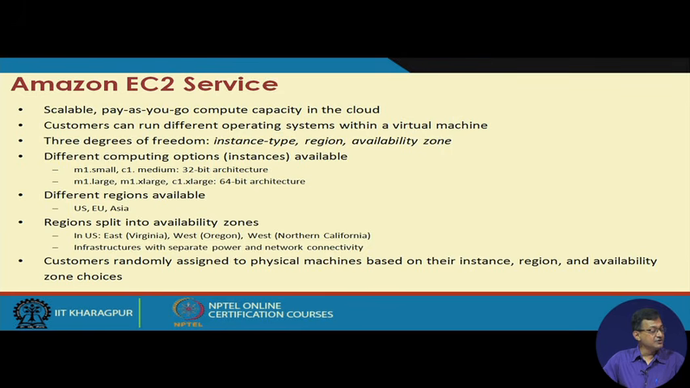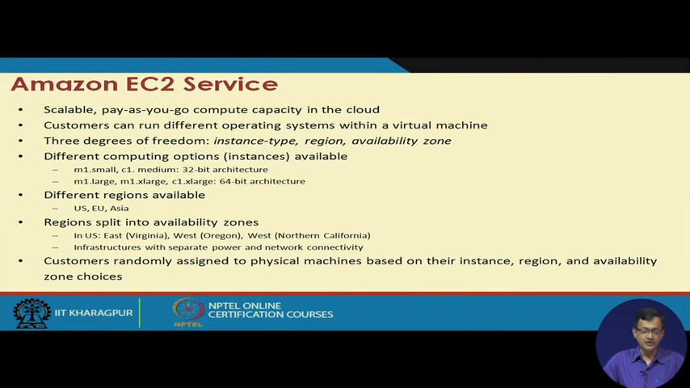Regions are split into availability zones. If you look at the US, it has east Virginia, west Oregon, and another in northern Carolina. Similarly, each has infrastructure with separate power and network connectivity. These are physically located at different places.